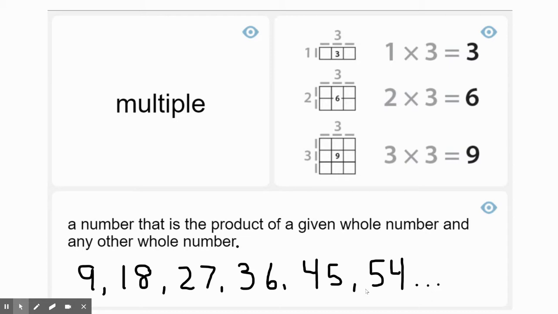So if we skip count by 9s, we would have 9, 18. 9 more than 18 is 27. 9 more than 27 is 36. 9 more than 36 is 45. 9 more than 45 is 54. All of those would be multiples of 9. What would the next multiple of 9 be?